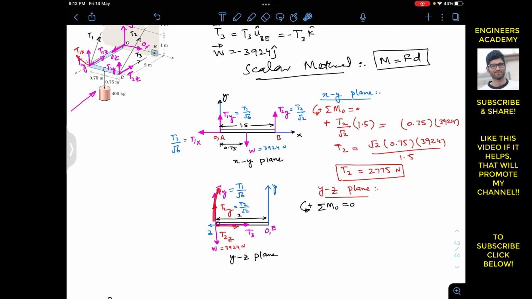Now as we can see that T1y is producing the clockwise moment, so I will write minus T1y into the perpendicular distance. The perpendicular distance of T1y from that point O is 2 meters, so I will multiply this with 2. Similarly, T2y is producing the clockwise moment as well, so we will write plus T2y, and the perpendicular distance of T2y from that point O is 2 meters as well, so we will multiply this with 2. And similarly, this weight is producing the counterclockwise moment. This T2y is producing the clockwise moment, so we have to write minus sign here as well.